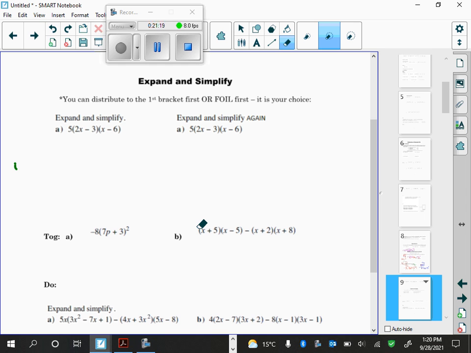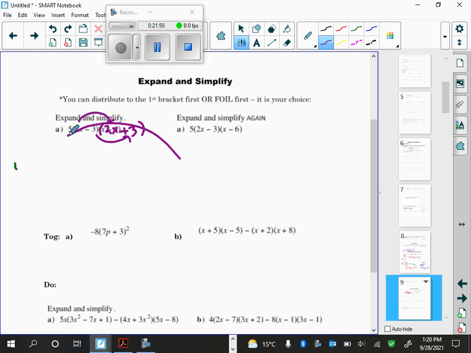If this was 2x subtract 3 times 2x plus 3, I wouldn't distribute the 5. I would recognize that's a FLAW, and that takes about 8 seconds, because FLAW is way easier than FOILing. So I would FLAW first. That would be my exception. If you do the other way, you distribute and then FOIL, you'll get the same answer. I'll mark it right. It would just take a lot longer.